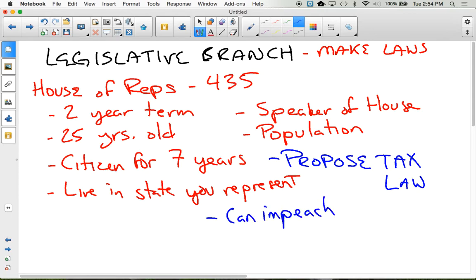They have the power to impeach the president. To impeach the president means that you accuse the president of a crime. It does not mean they are kicked out of office. It is the accusation. It is that process. Okay? House of Representatives. Questions?